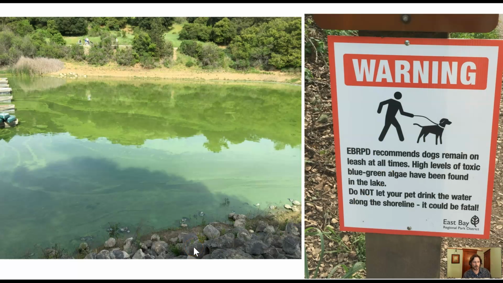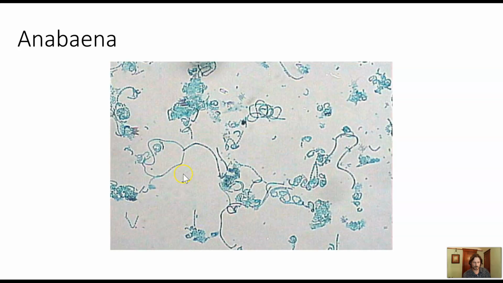This is Lake Chabot. When I was hiking there in the summer, I could see the warning telling you to watch out and not let your dog drink the water. And you can see how green it is, that's that blue-green color. Some of it looks similar to plants, but there's also a little bluish color to it. We'll talk a little bit about that when we get to the pigments.